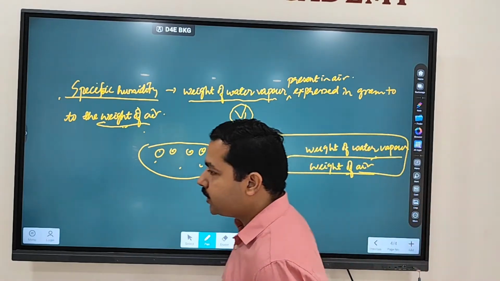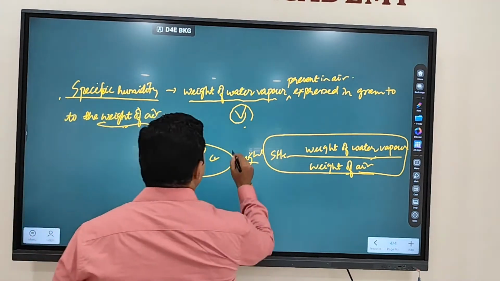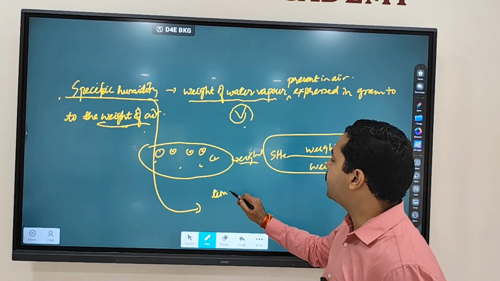Weight of water vapor divided by weight of air. This is referred to as what? This is referred to as specific humidity. Fine. Now the question here is whether the specific humidity will also vary with temperature or pressure.